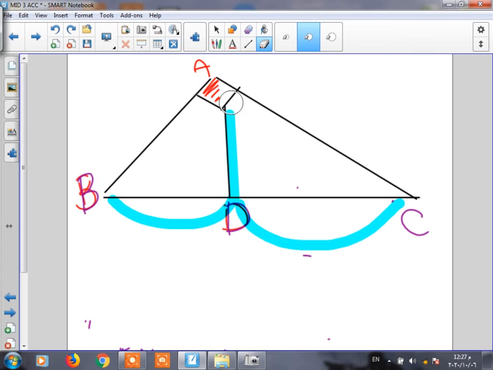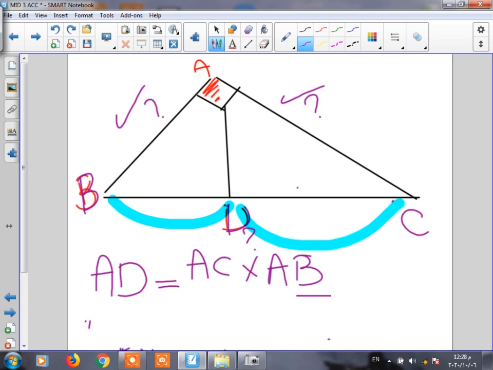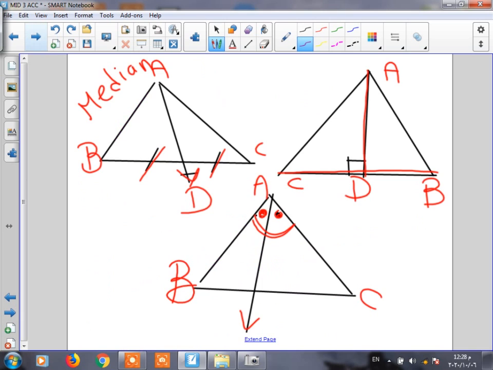If I need the length of AD and we give you this side and this side and this side, you can do a very simple thing. AD equals side 1 times side 2 divided by the hypotenuse. That means AC times AB over BC. Okay? This is the explanation of the four rules of Euclidean theorem.